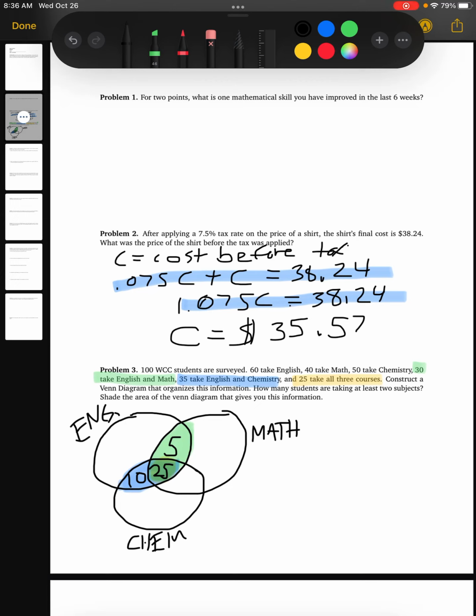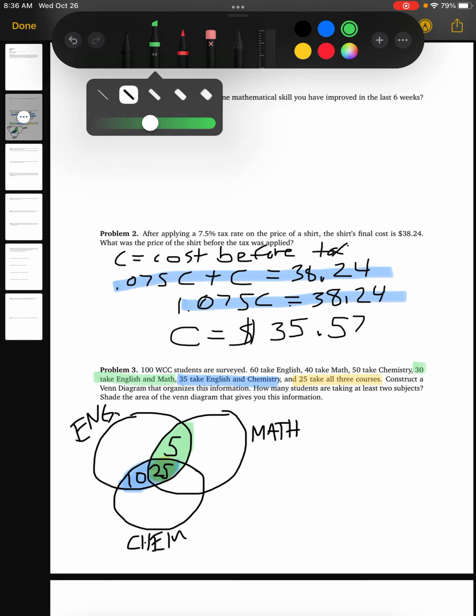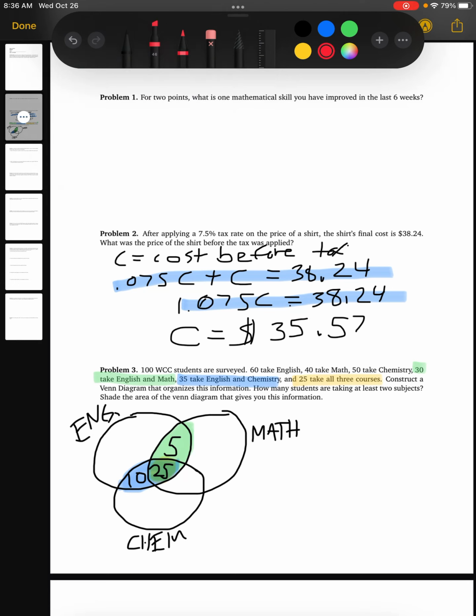So now we have our 30 who take English and math, our 35 who take English and chemistry, and our 25 who take all three. So what we're going to look at is our final totals, right? So I know that 50 people total are taking chemistry.